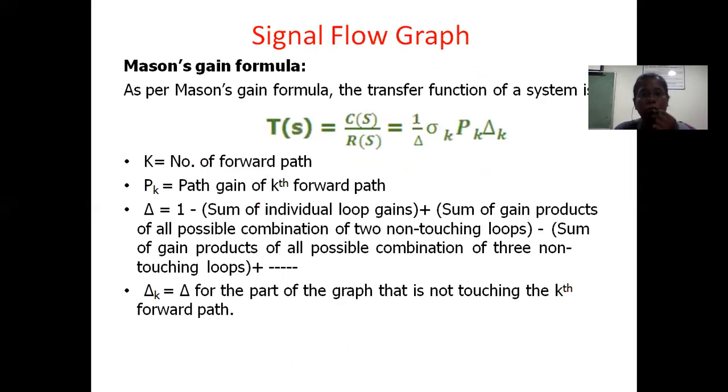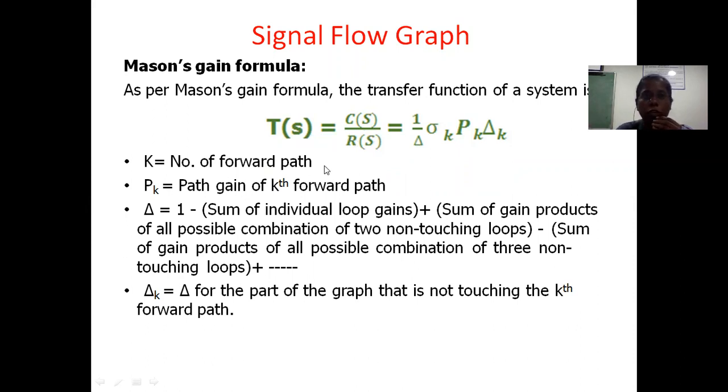So before proceeding with signal flow graph, where the objective is to obtain the transfer function, first we should know about Mason's gain formula. Mason's gain formula gives you the transfer function T of S, which is the Laplace transform of output by Laplace transform of input, that is C of S by R of S. The formula for this transfer function by Mason's will be 1 by del, summation of Pk into del k, right? Where this k stands for the number of forward paths.